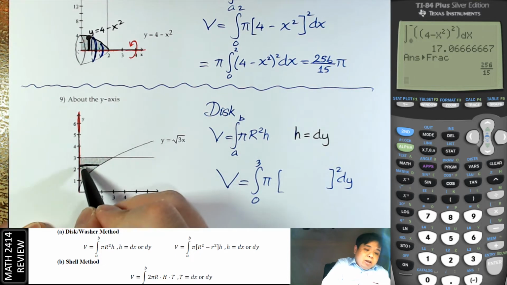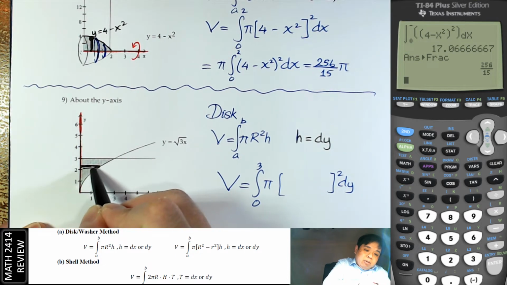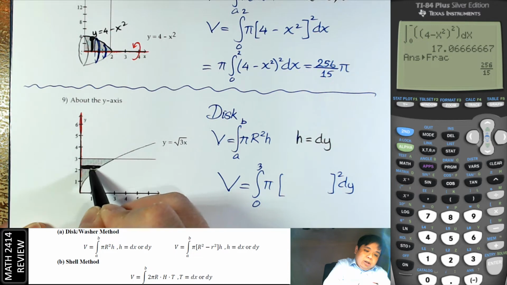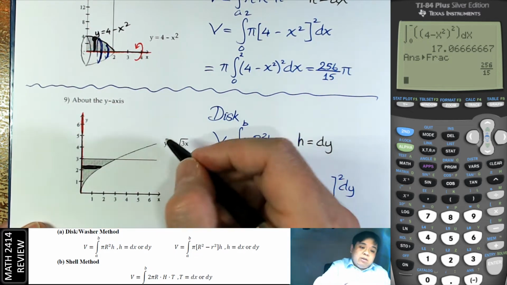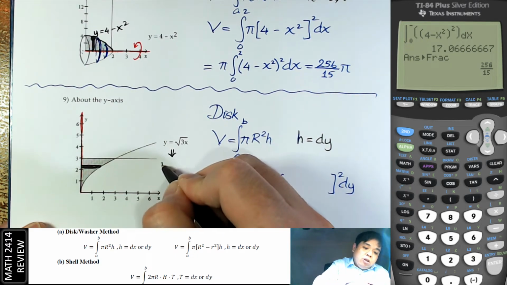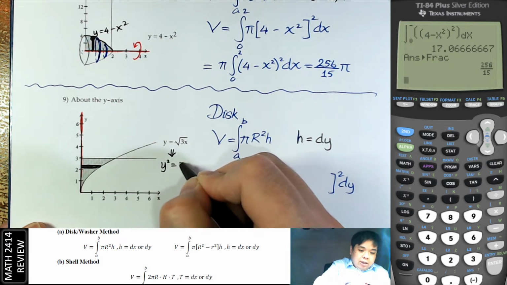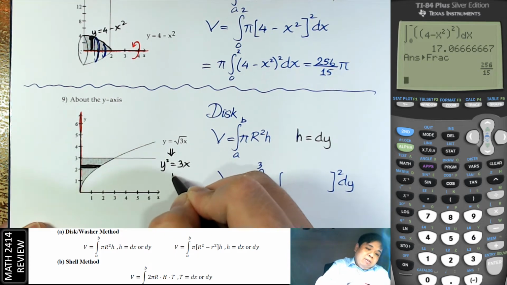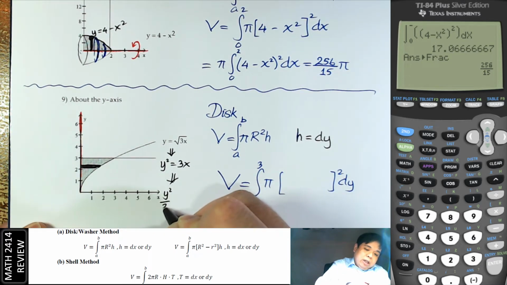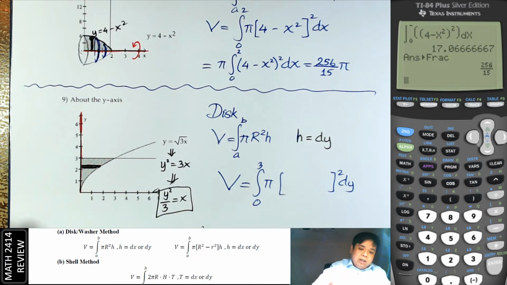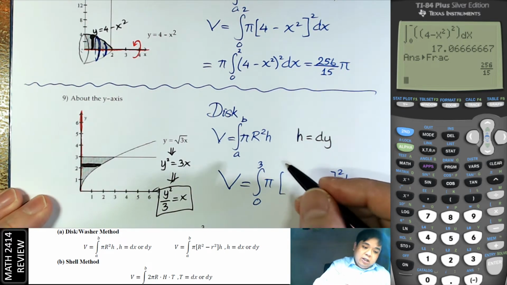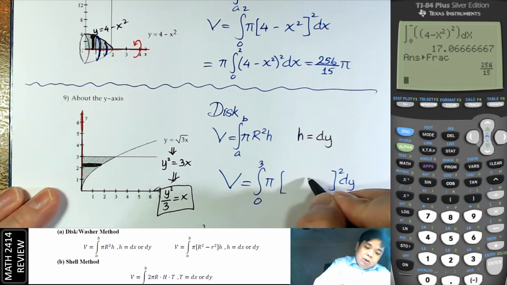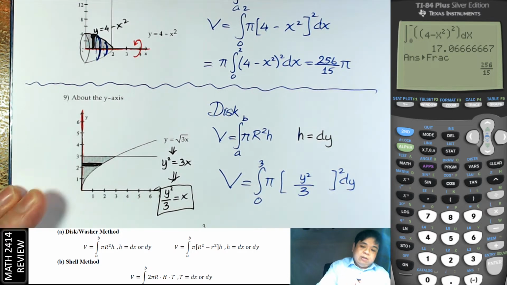r is the distance from the axis of rotation to the edge. The edge is this function. However, we have to enter it as a function of y, so we need to solve for it. Multiply by 3 and divide by 3, so y squared over 3 is equal to x. So here we have to put in the function on the right minus the function on the left. So that will be just y squared over 3. So that's it.